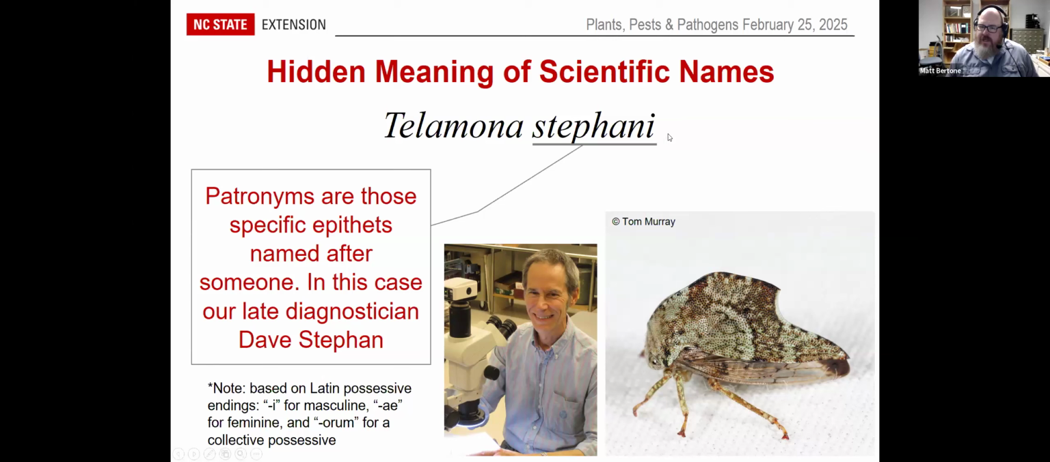If you were naming it after a woman, it would be ae, so it's this person's, in the feminine. Or you can technically even name it after all of Dave's family. So Steffenorum would be all of the Steffens, so it's a plural possessive. This is kind of the rationale of where these things come from. They're basically possessive, and that's also what the rosy was when Mike talked about that fungus. It's of the rose.